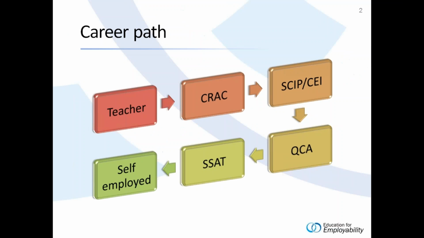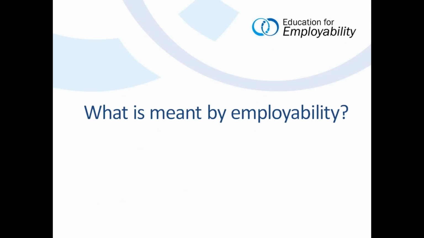Now this is the career path. One is a teacher, then CRAC, then SCIP, CEI, QCA, STED, then self-employed. The teacher is teaching the student with the career path. It is going to the CRAC, then SCIP or the CIE, then QCA, then STAT, then self-employed. The young person is self-employed after this. Now, my question arises, what do you mean by employability?